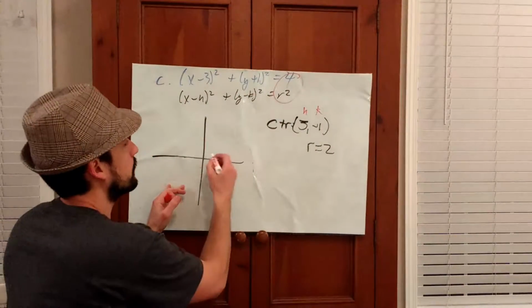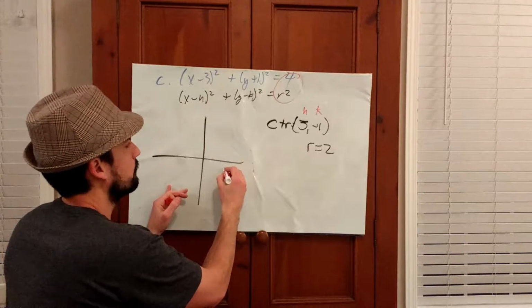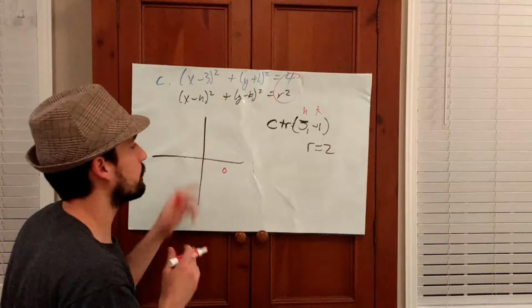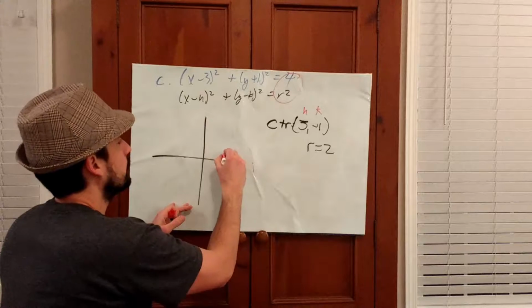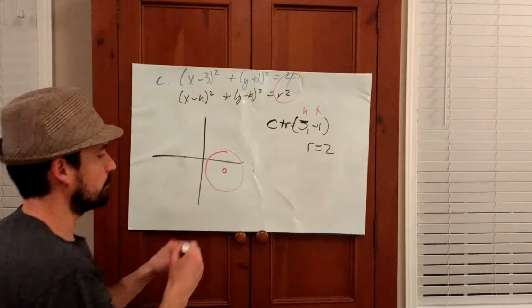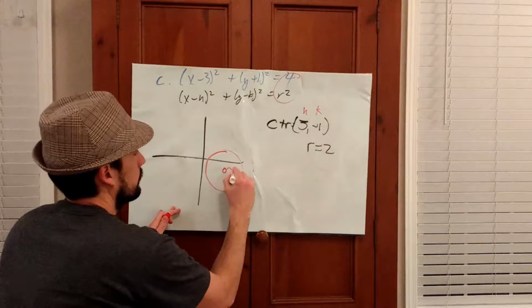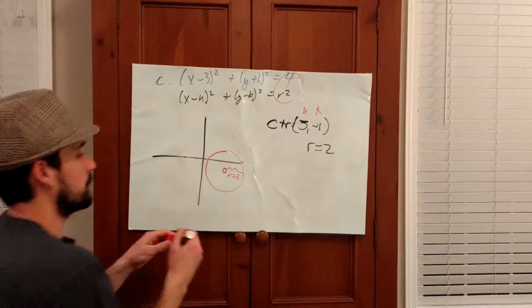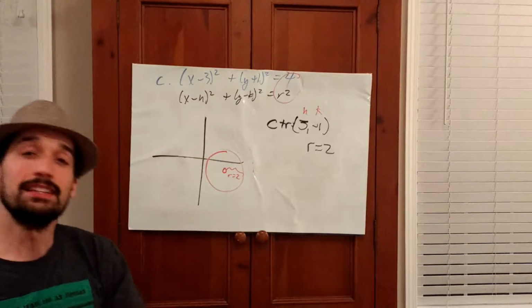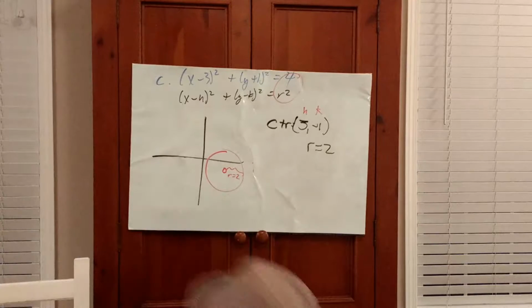So all we really got to do is plot that center point. Remember, it's not actually on the circle, but it's a locator: 3, -1, and then a radius of 2. That's pretty simple. I can go ahead and say r equals 2, just so that we know that. But the center was easily pulled from the equation.